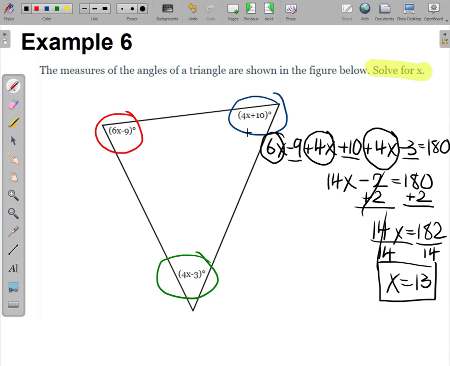And let's see, another triangle type problem. I'll just stop there.